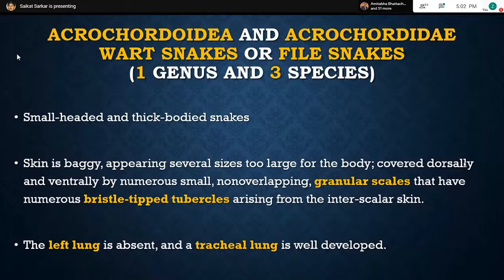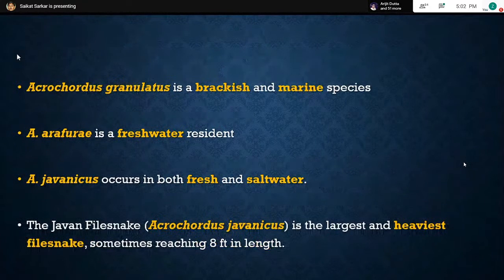That means the superfamily is Acrocordoidea, the family is Acrocordidae, and the common name is wart snakes. I discussed it a little bit. Now, these are basically warty snakes. I mean, they have scales, but those scales are warty in appearance. So there are three species recognized till date. One is Acrocordus granulatus, another is Acrocordus arafurae, and the last one is Acrocordus javanicus.